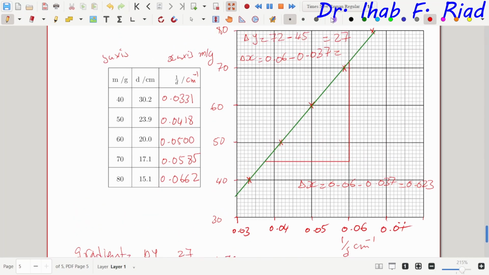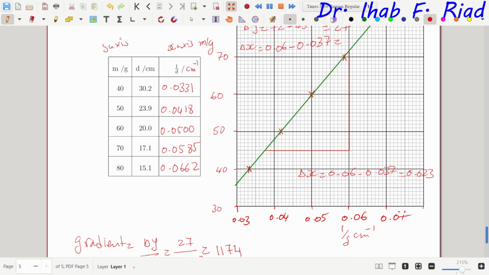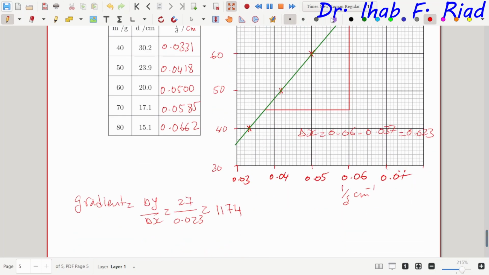The units are delta y divided by delta x. So delta y is grams, divided by delta x, which is centimeter minus 1. So you can leave it like this, or you can bring the centimeter up: 1174 grams centimeters. Okay.